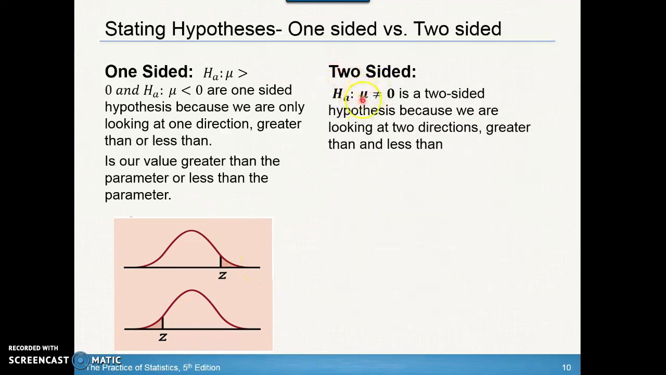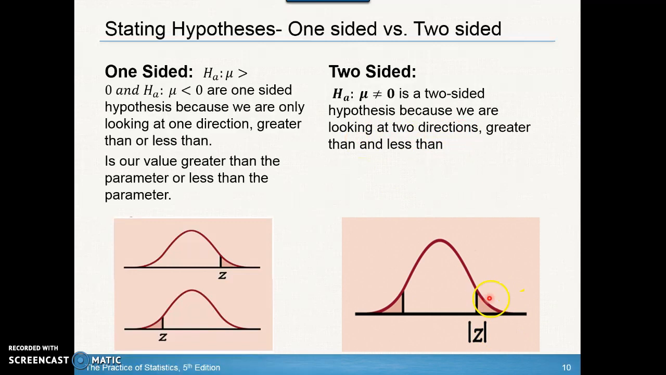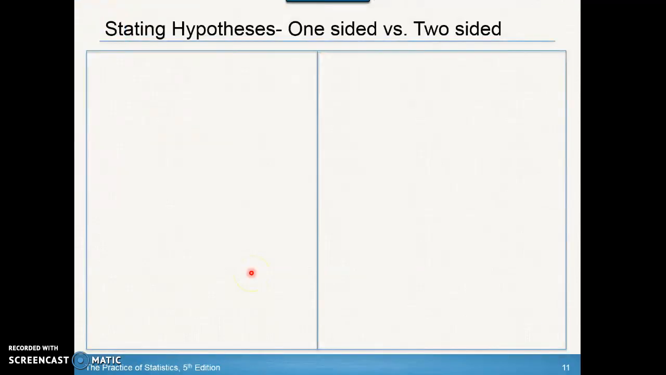Two-sided, notice how this says mean not equal to 0. I'm just choosing a number, 0. It's saying we don't know if the mean is greater than 0 or less than 0. We just think that maybe it's different than 0. So that's a two-sided test. We're checking in both directions, to see if our claim is potentially greater than or less than the hypothesis. On our normal curve, that means we're finding probabilities in the tail above and the tail below. We'll be going over more of what this means in upcoming sections.